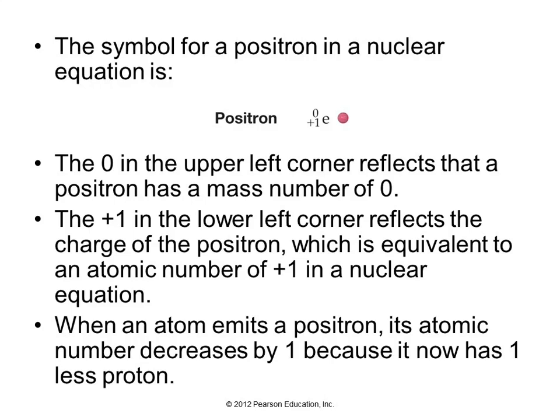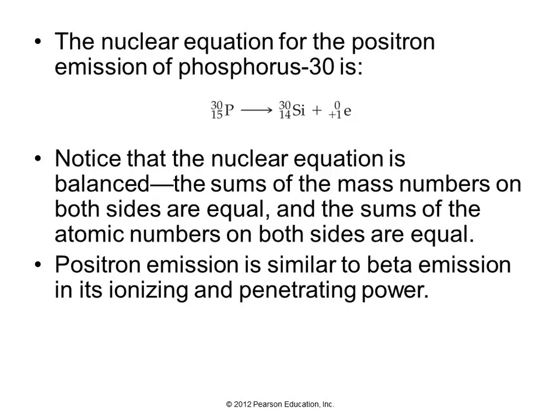So that's the symbol for the positron. It has a mass number of zero. It has a charge, an equivalent atomic number of plus one in the equation. It's not a proton, but they gave it that symbol so the math works out. And when an atom emits a positron, the atomic number decreases by one, but the mass number doesn't change. Kind of weird. So here's one that does that, phosphorus 30.